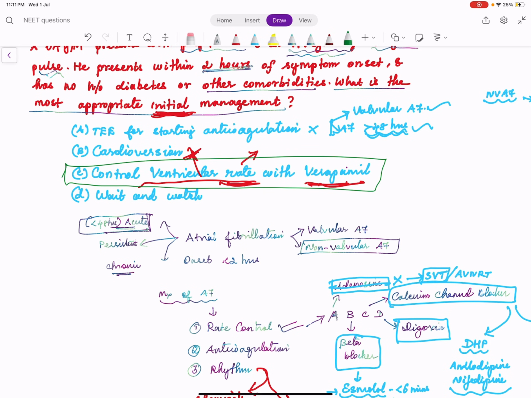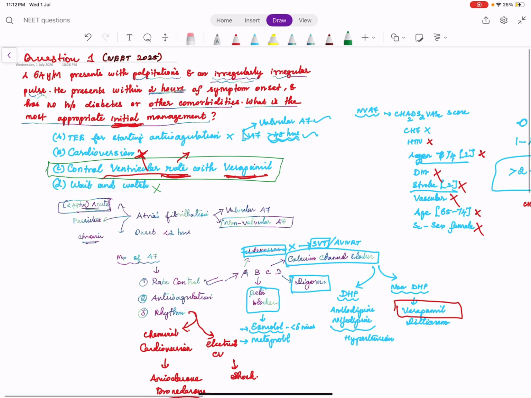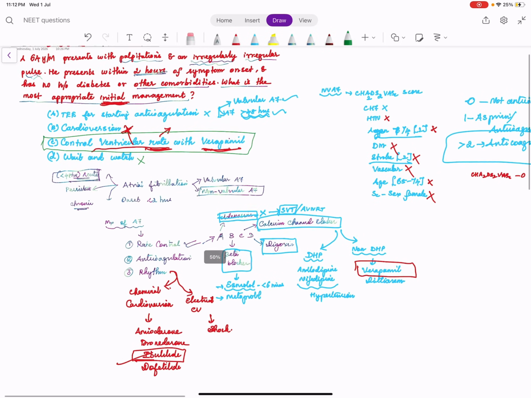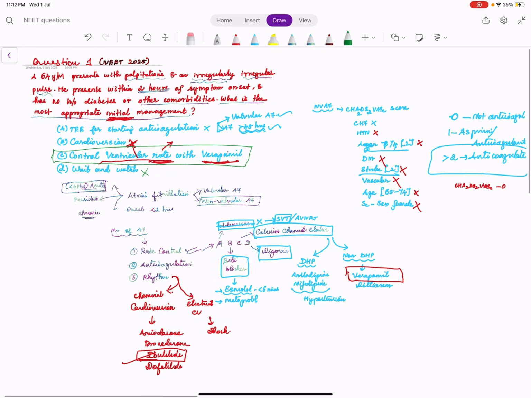Even though this seems appropriate, we always have to go through the other options. Option D is wait and watch. Of course, this is not the option because he is symptomatic, we have to manage, right? So atrial fibrillation is a very important area in NEET. We just covered how to classify atrial fibrillation, what is valvular AF, what is non-valvular AF, the drugs used, and the basic approach, right?